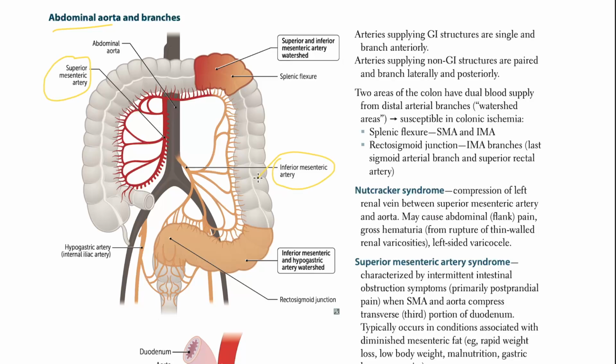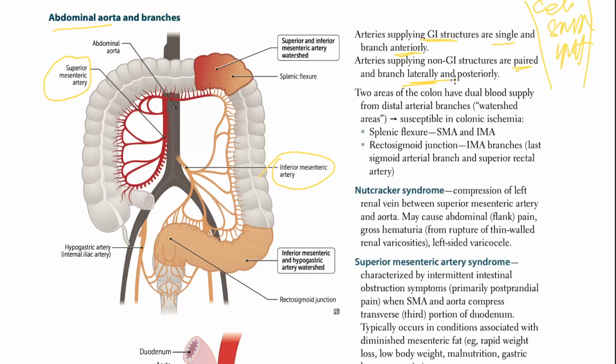Okay, so arteries that supply the GI structures are single and branch anteriorly. And what are the GI structures supplied? So you have the celiac, the SMA, the IMA. All of them are anterior and single. But arteries that supply the non-GI structures are paired and branch laterally and posteriorly.